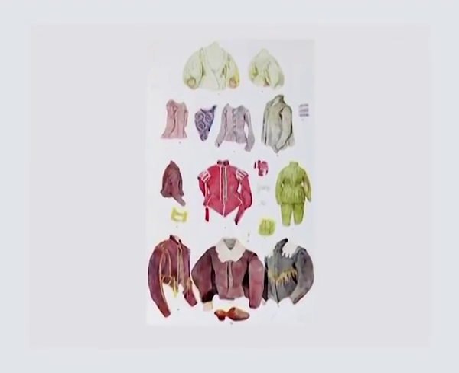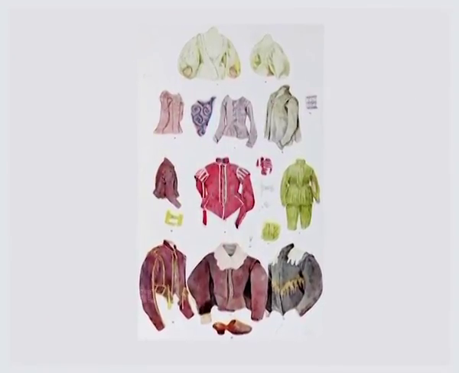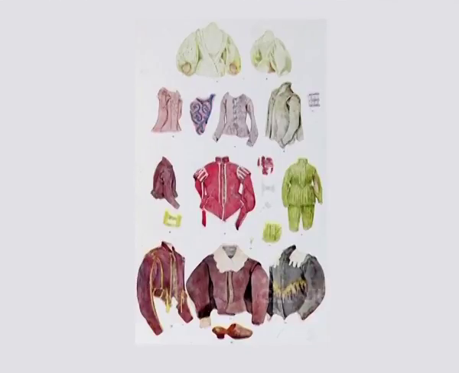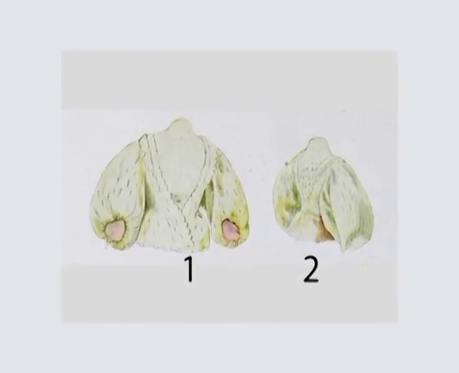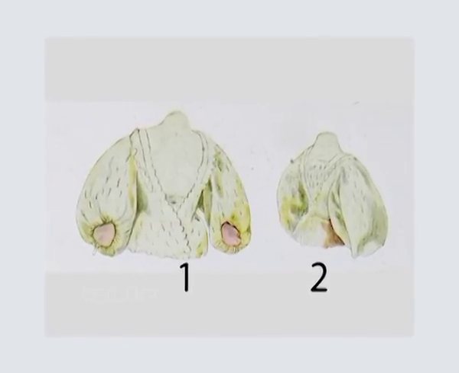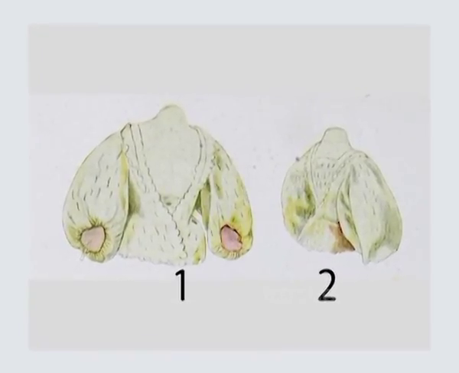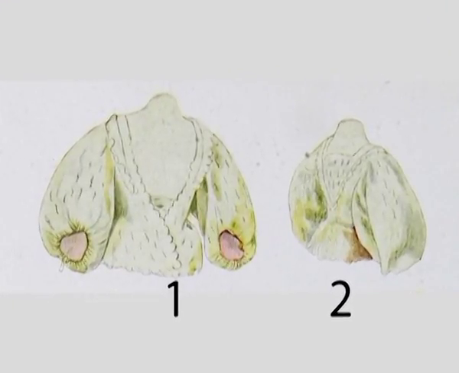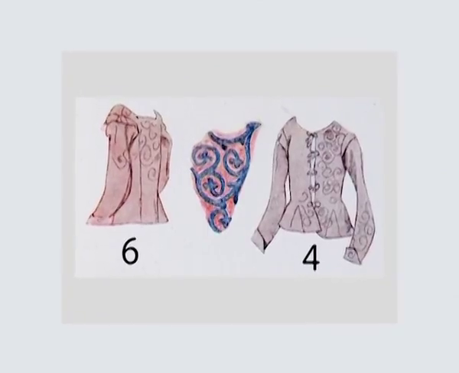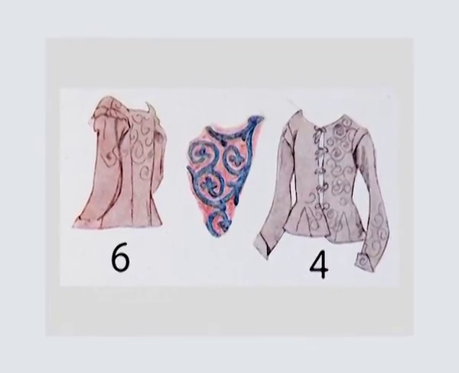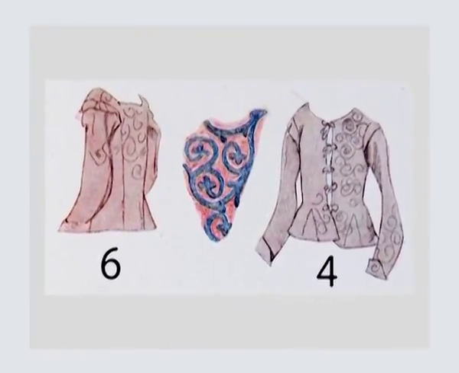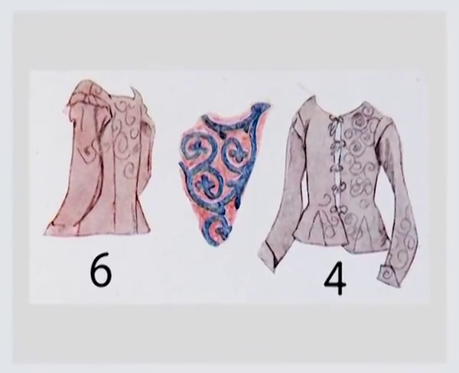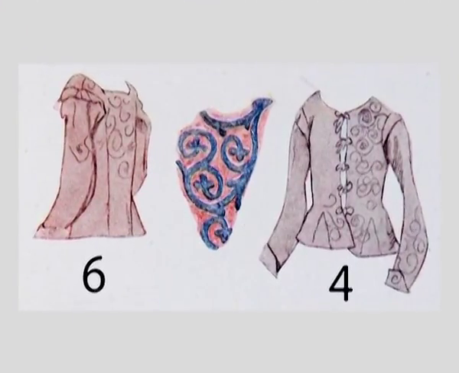Now, here we see the costumes of England in the 16th and 17th century. In picture number 1 and 2, this is a lady's jacket made of slashed satin. Picture number 4 and 6 is a bodice made of brocade. You can see the detailing in that.